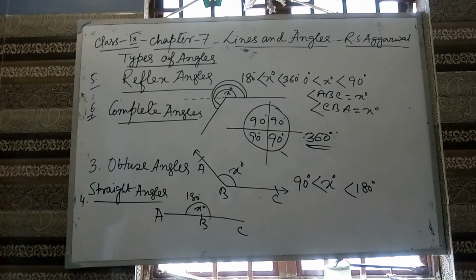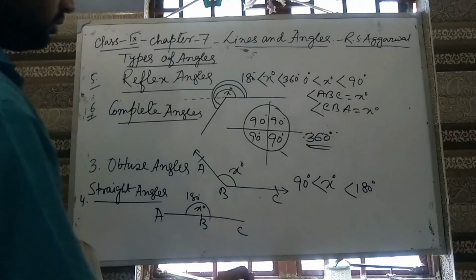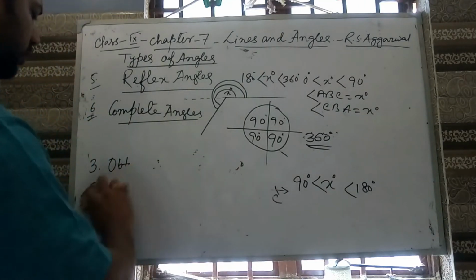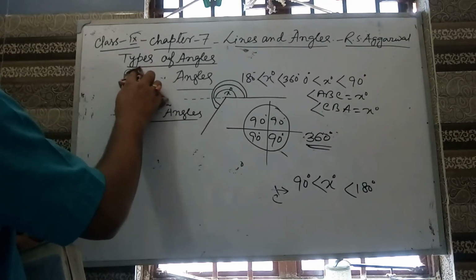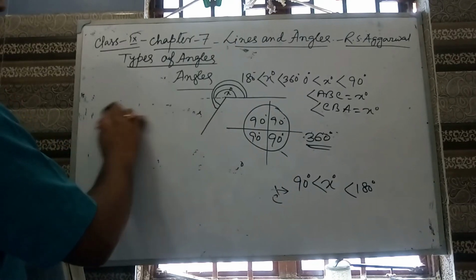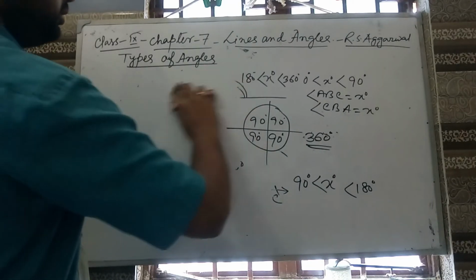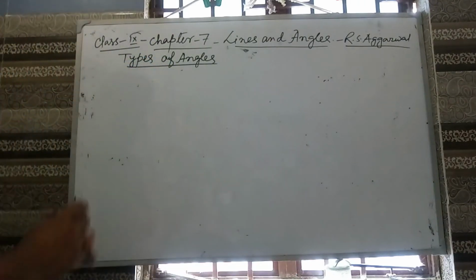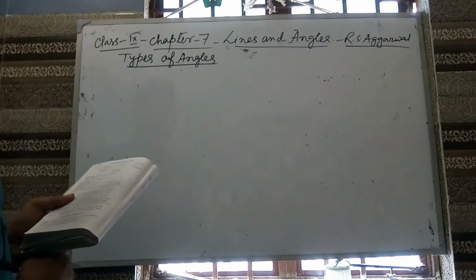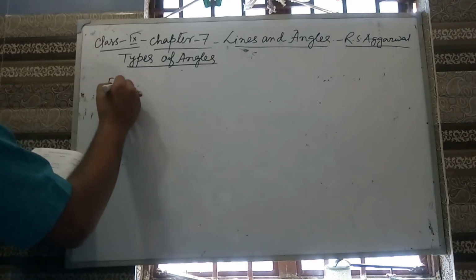Now come to the next part. Page number 196. Everyone open page number 196. Equal angles. When are two angles said to be equal? Two angles are said to be equal if the measurements of the angles are equal.